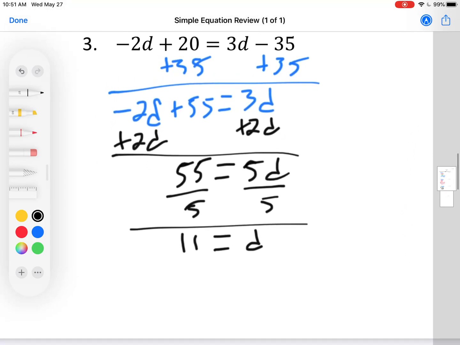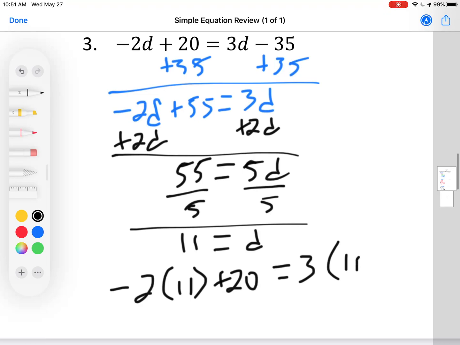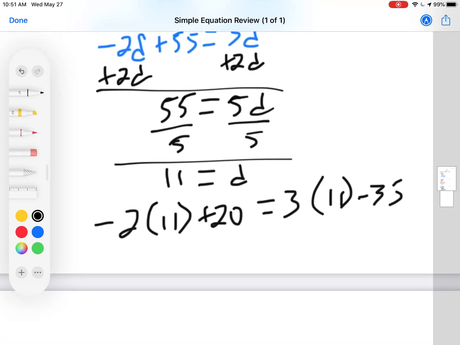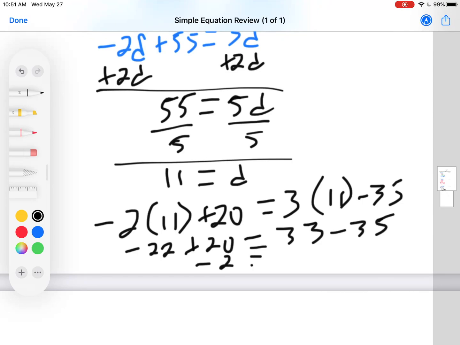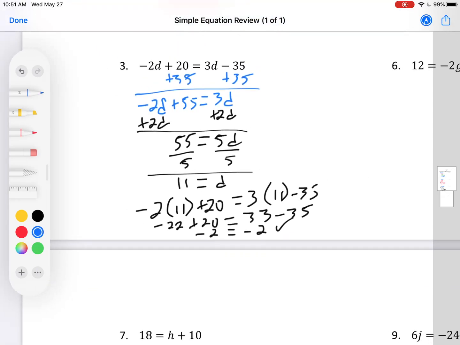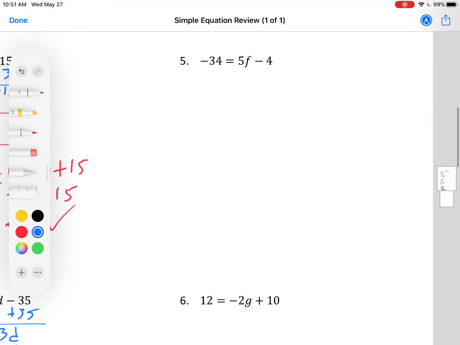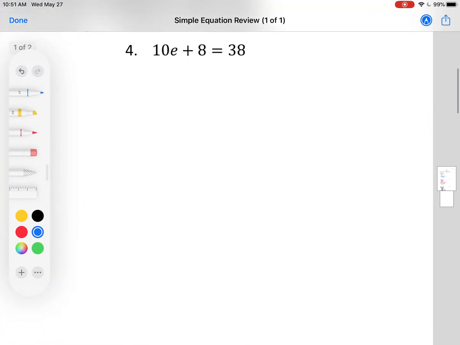Excellent. Check step. Negative 2 times 11 plus 20 equals 3 times 11 minus 35. Negative 22 plus 20 equals 33 minus 35. That's negative 2. That's negative 2. Hey, the check step worked. That means we can move on. That was number 3. Let's move on to number 4.